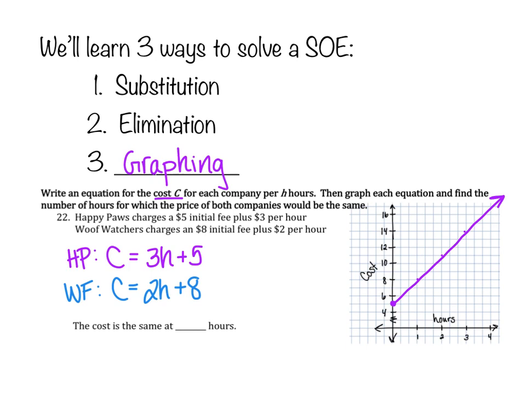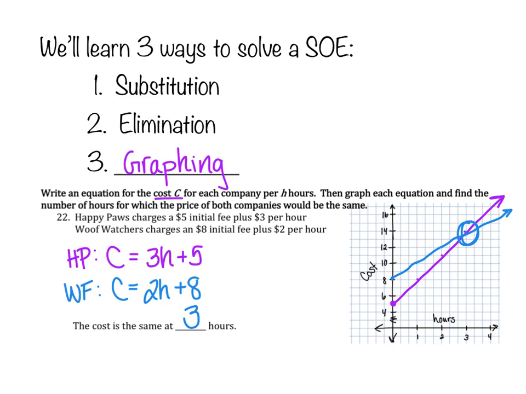So there's the cost line of Happy Paws, and then we've got Wolf Watchers, which I'll do in blue, and its y-intercept was 8, and its slope was rise 2, run 1, rise 2, run 1, rise 2, run another one, and you can see that its intersection was right here. And so that for us was 3 hours. At 3 hours, we could see the cost was the same. If it's after 3 hours, then Wolf Watchers is going to be less expensive, and if it's before 3 hours, then Happy Paws is going to be less expensive.